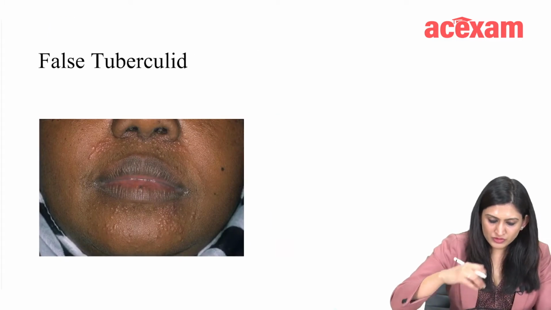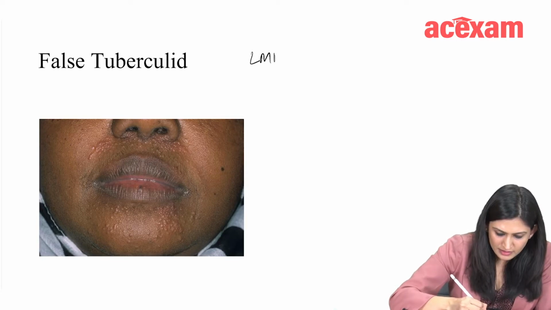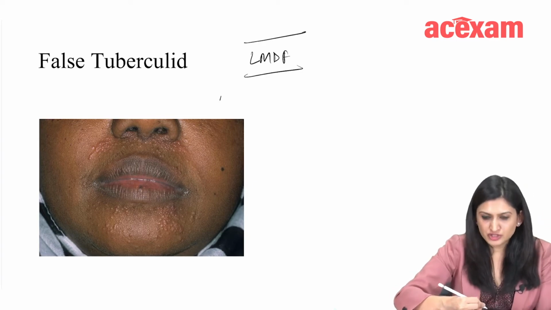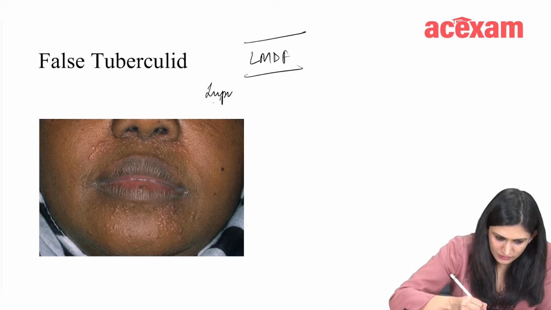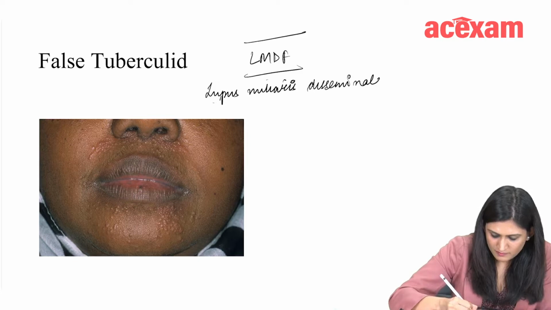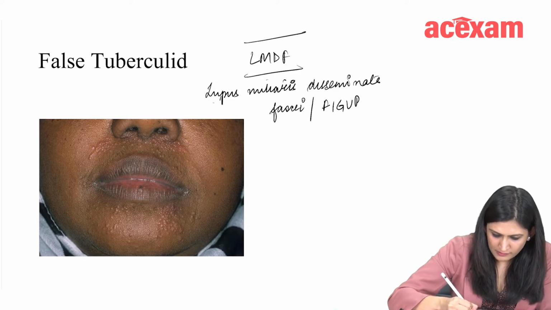So moving on to the false tuberculids. False tuberculids are also known as LMDF, which is lupus miliaris disseminatus faciei. They are also known as FIGURE.